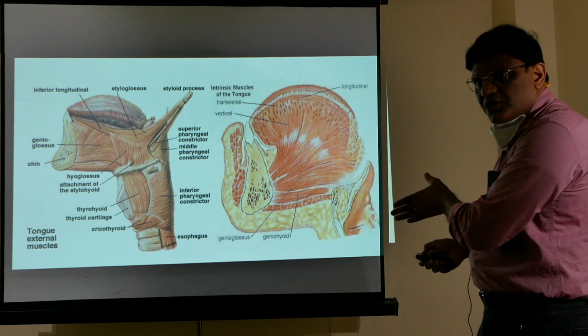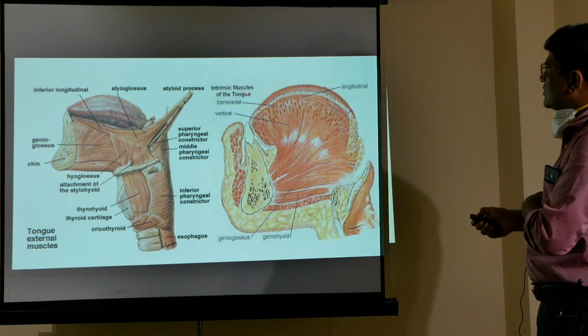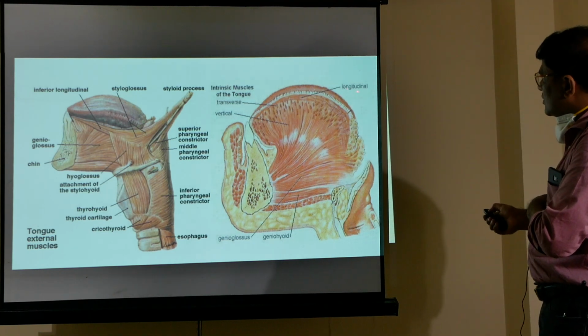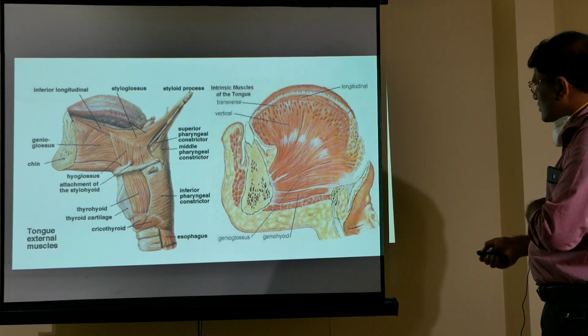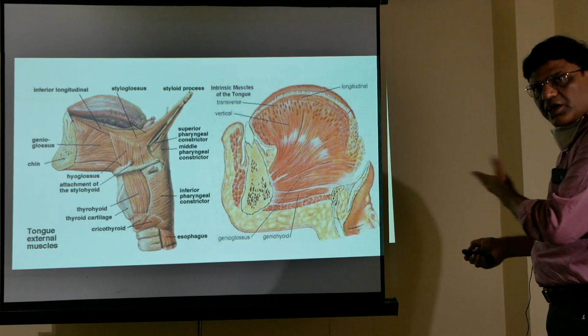If you see the cross section of the tongue, like here, you can see the intrinsic muscles of the tongue: longitudinal ones, these are the transverse, and vertical. This is genioglossus, and below at the floor is geniohyoid, as you all know.